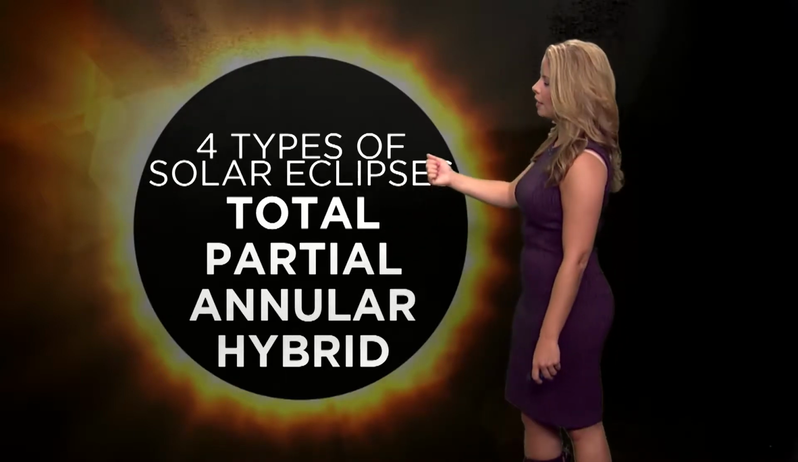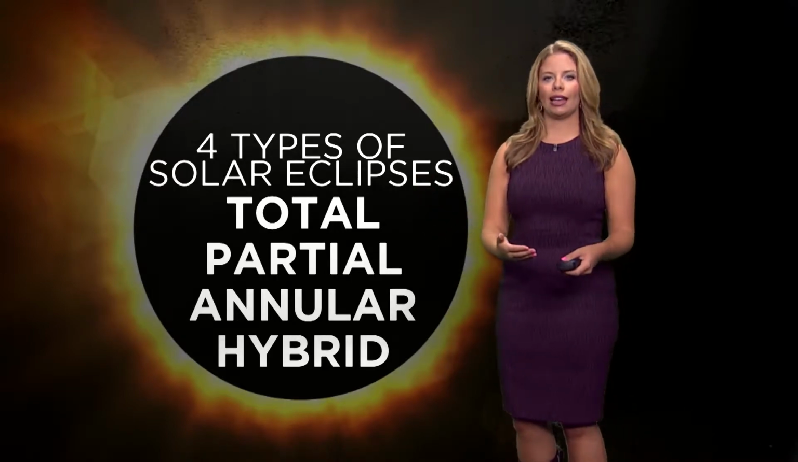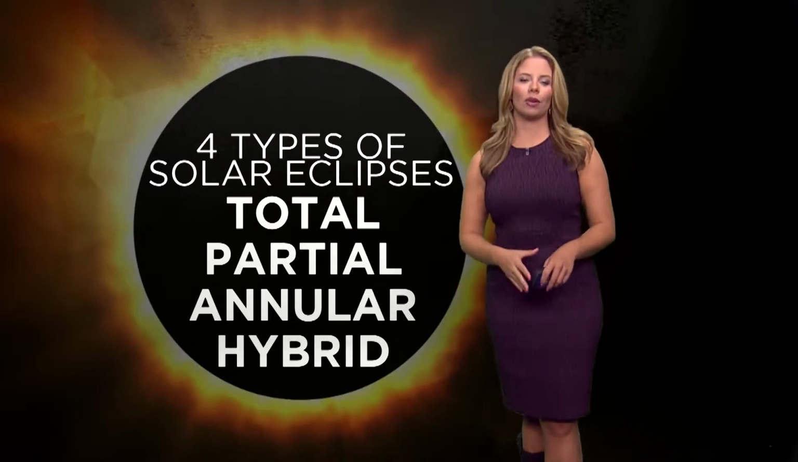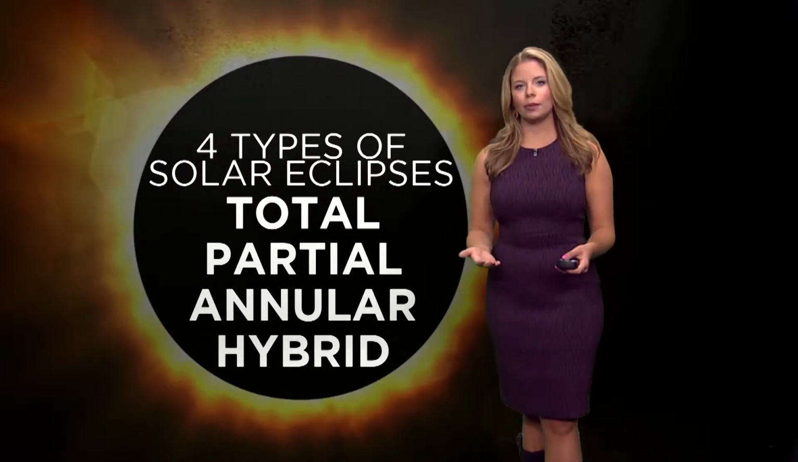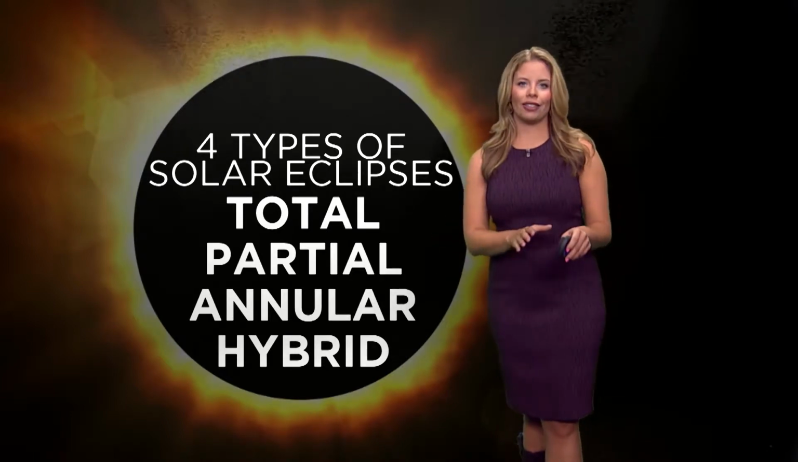So total, just like the name implies, the moon is going to totally obscure the sun's light. A lot like what you see here in the background, you're just going to see that halo during the time of totality. And a partial eclipse, a lot like what the name implies. The moon only covers a part of the sun.